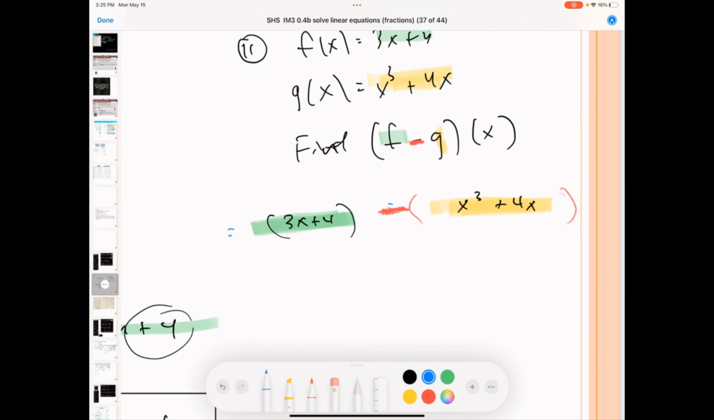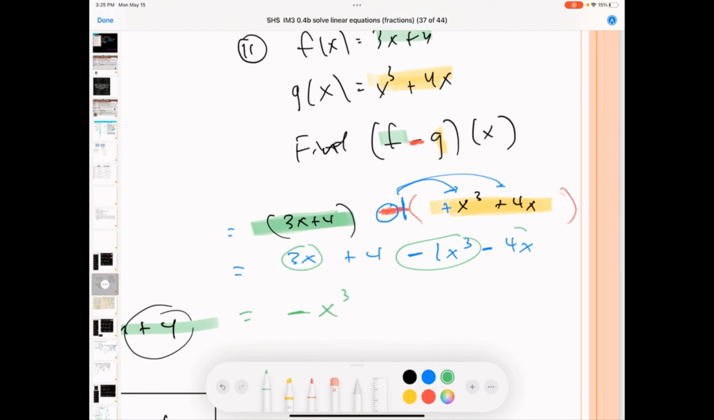Now I need to distribute this negative sign. It's like a negative 1. And all it's going to do is just change the math operation. So from a positive to a negative, and this one will become a negative. I don't need the parentheses, so I can just drop it. And then we can just combine like terms and put it in descending order. Negative x cubed minus 1x plus 4. And that's your answer for number 11.